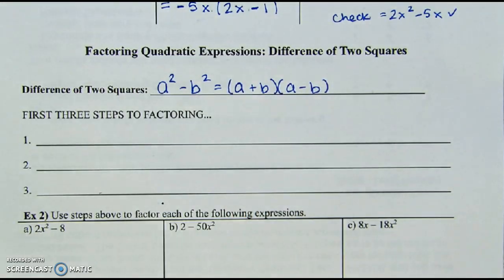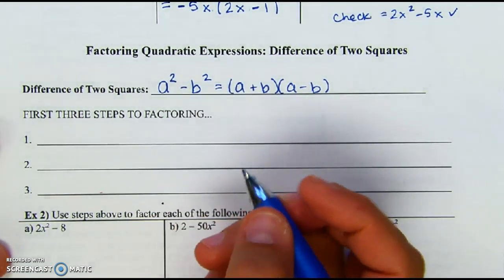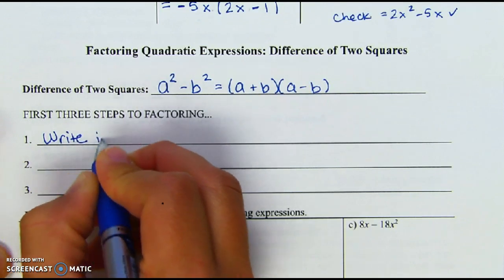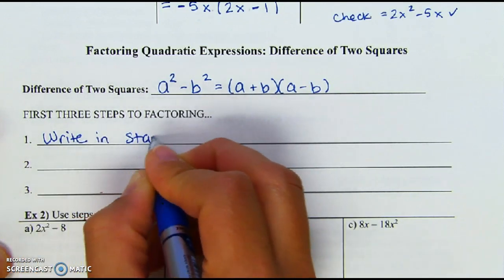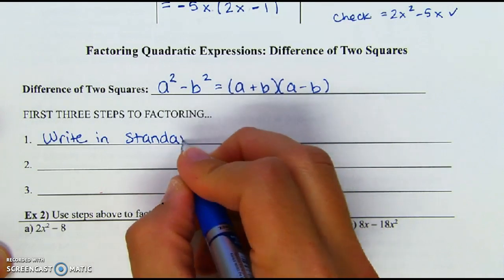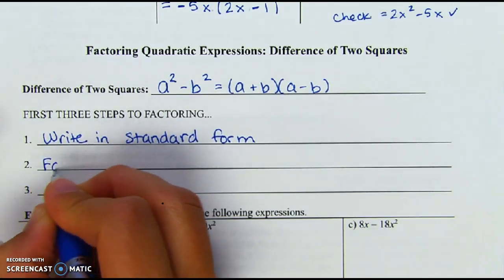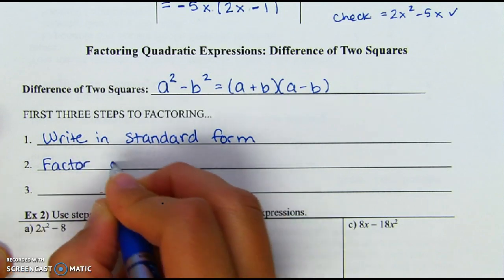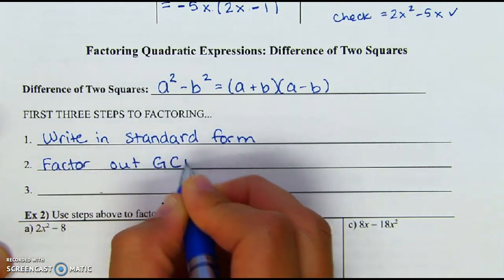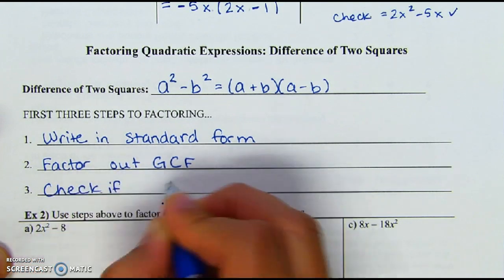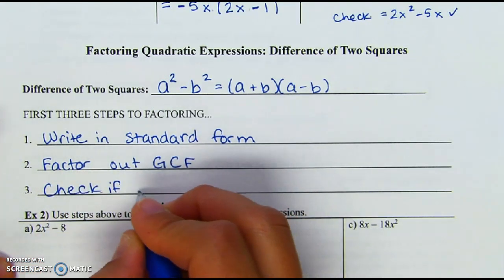Now we have the first 3 steps of factoring. You ready? Here we go. Step 1, write in standard form. I forget to do this sometimes, you guys, honestly. And then we're going to factor out the greatest common factor. And then we'll check to see if it's a difference of two squares.